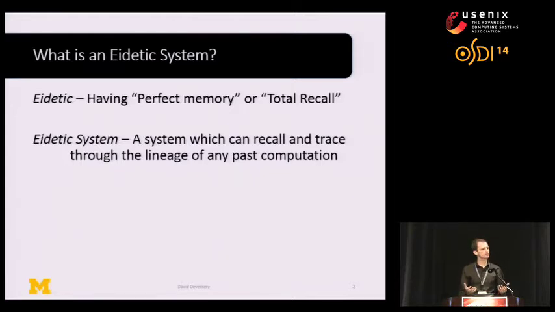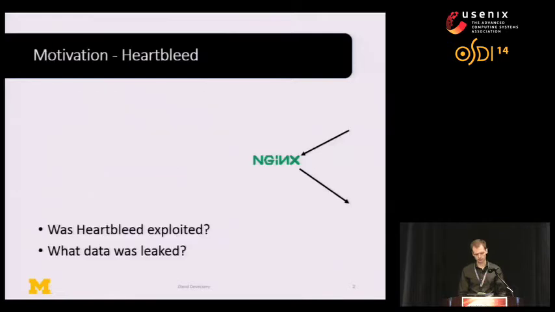An eidetic system not only remembers everything, but it can also make meaningful queries about this information, in particular, the lineage of any of this information. Lineage referring to how data came to be or what data affected. So what might you want to do with an eidetic system?